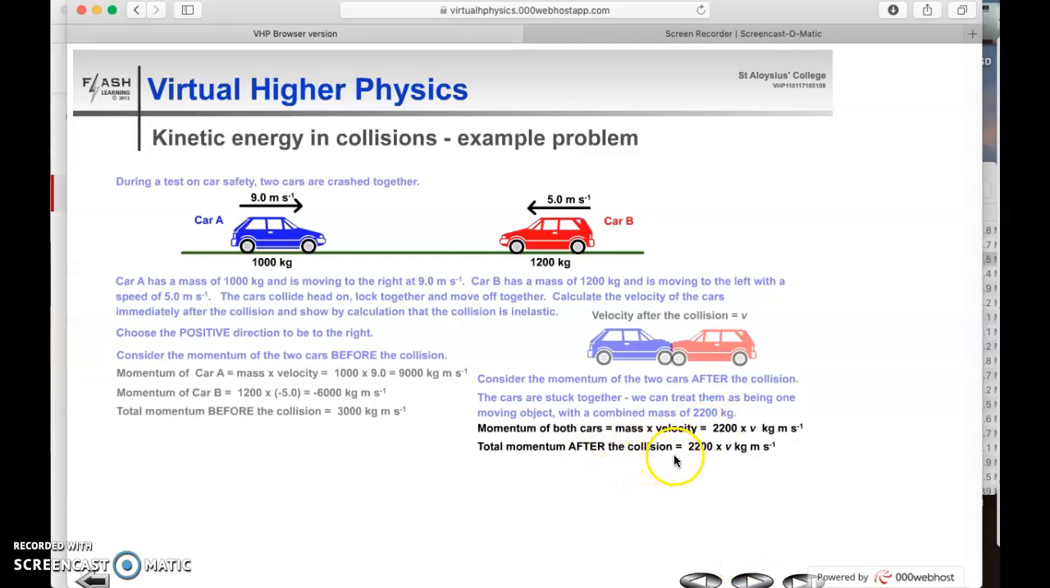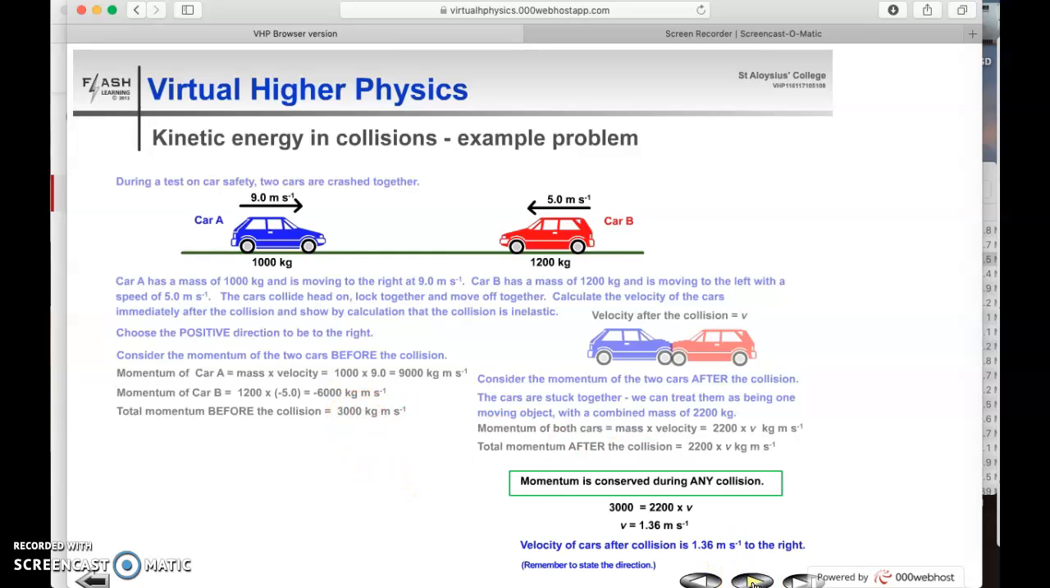So we know the total momentum after the collision can be written as 2,200 times v. And because of conservation of momentum, that must equal the total momentum before. So 3,000 must equal 2,200 times v. And therefore we get that the velocity of the cars after the collision is 1.36 meters per second to the right. Got to include the direction. So that's just a standard conservation of momentum problem. I'm going through that quite quickly because you've done quite a few of them now.